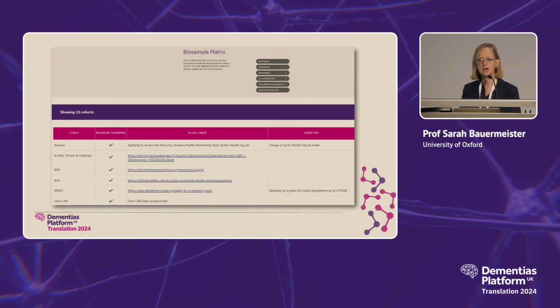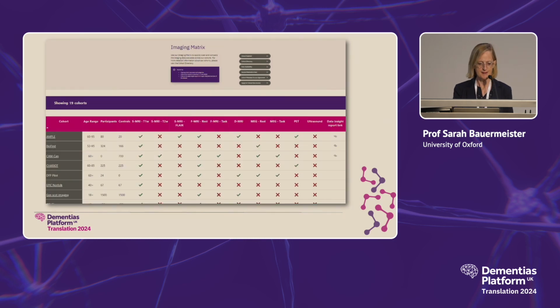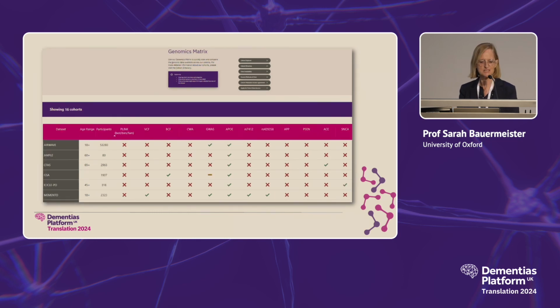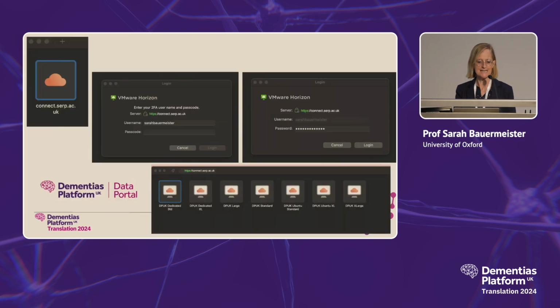We also have a biosample matrix, where you can see which of our cohorts have collected biosamples and how to access these off the portal. We have an imaging matrix for those of you who work with imaging data, which is not only derived, but raw image data, fMRI, whether it's MEG, PET, or MRI, you can see which cohorts have collected. And you'll see there's lots of crosses, but that doesn't mean to say there's not lots of ticks as well. We also have a genomics matrix for those interested in genomic data. And so we really do provide the resources to run multimodal, multi-cohort analyses.